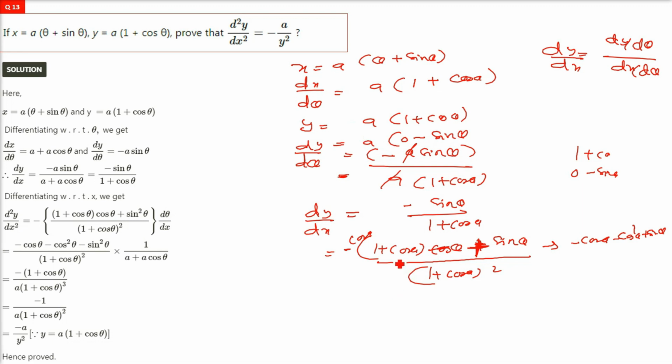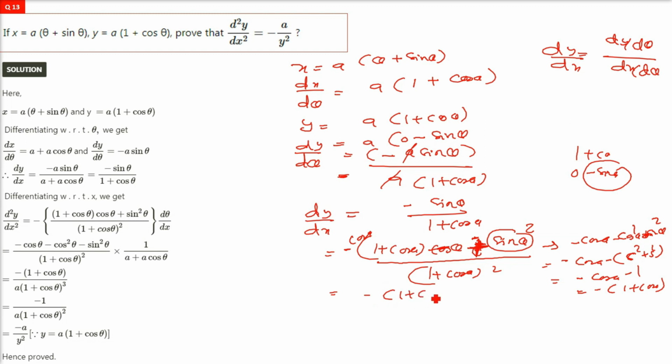But we can sense that we are getting an identity here. Sin square theta plus cos square theta is 1. That we can easily visualize here. So if you take a negative common from each term, means all of the terms have negative, of course. So when you take the negative out, you will get cos theta plus cos square theta plus sin square theta, and sin square theta plus cos square theta is what? 1, right? So you have minus cos theta, minus 1. So if you take minus outside, it will be 1 plus cos theta. So what do we get? Minus 1 plus cos theta divided by 1 plus cos theta whole square.